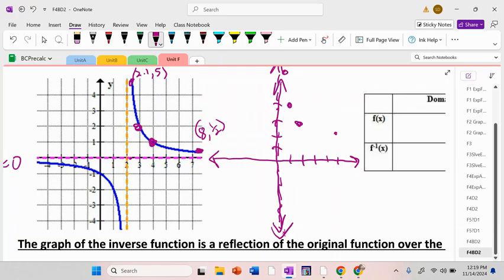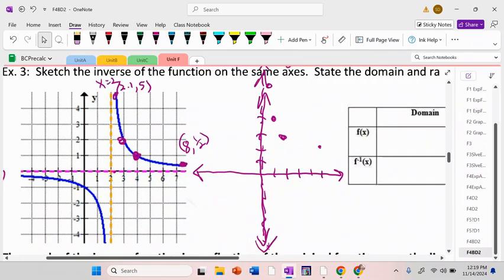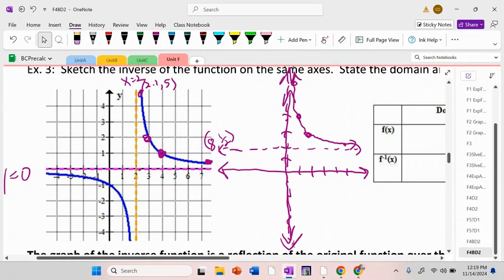You know why? What's this vertical asymptote? X equals, anyone? 2. So now what's the horizontal asymptote? Y equals 2. So I'm getting that behavior switched, exchanged. And that's another way of looking at this. And then I don't have to make such a big deal about that.